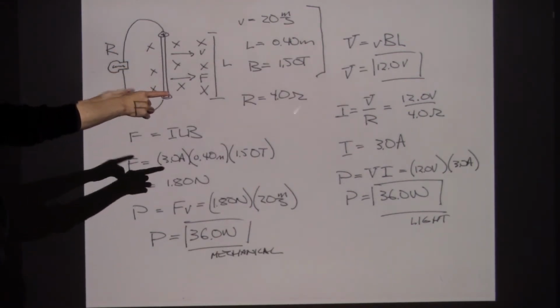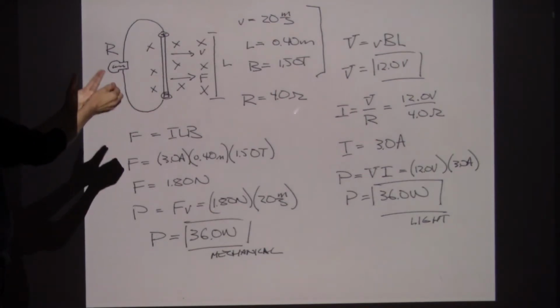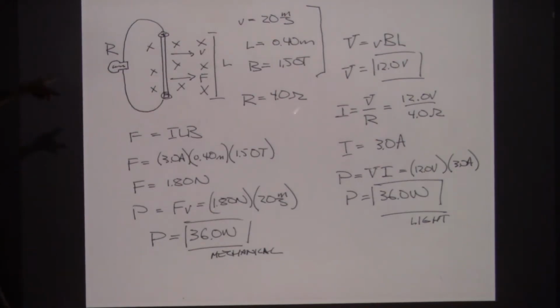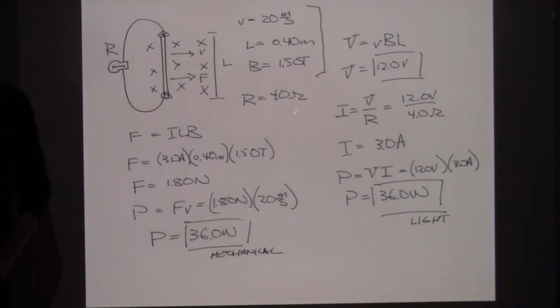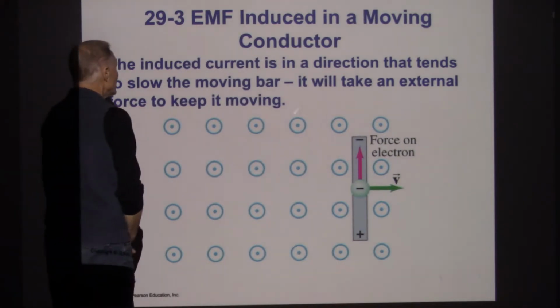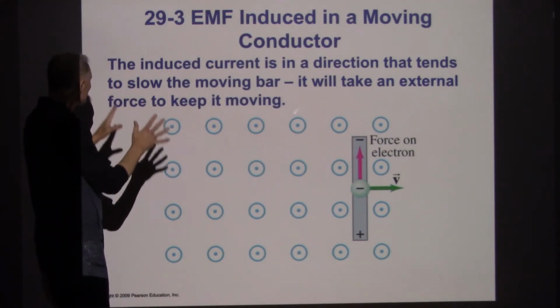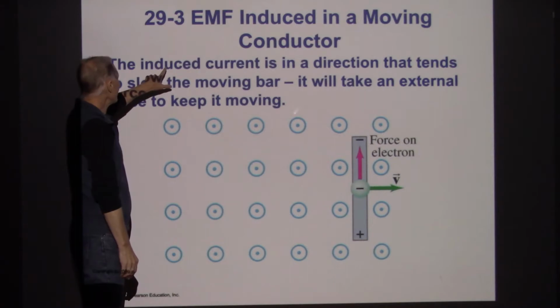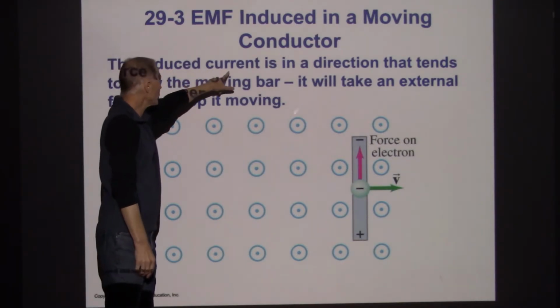In terms of electricity, we're calculating voltages, currents, and power. In terms of mechanical energy, we're asking how much force I have to push with, what speed the bar needs to move at, and how much power that will require. And the numbers match up. This is just the same picture. What we refer to this as is an induced current.